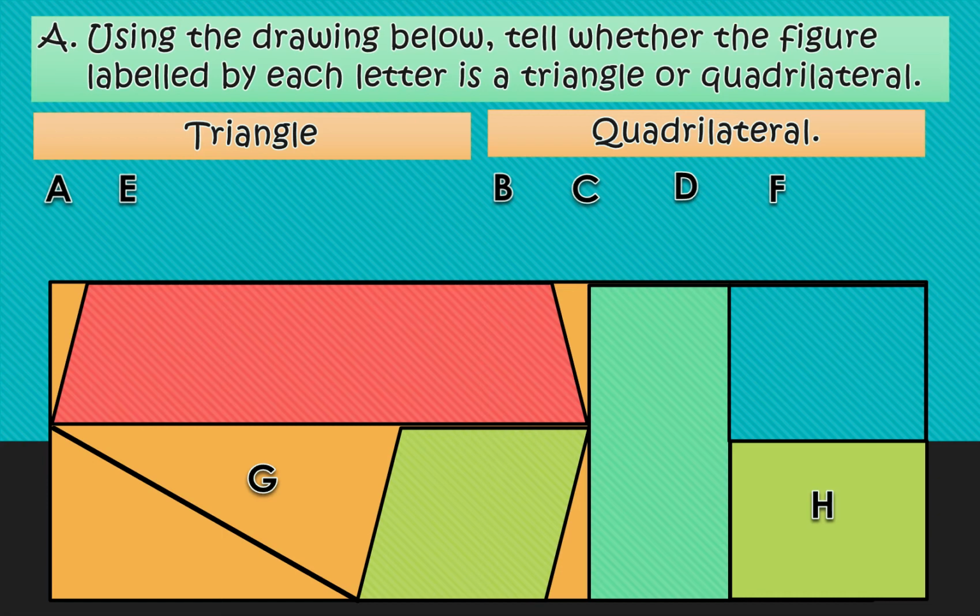Next, for letter G, correct. It's a triangle, and I think this is an isosceles triangle. Next, for the last letter, letter H. Correct. It's a quadrilateral and this is a square. So, thank you class, you remember all the kinds of triangles and quadrilaterals.